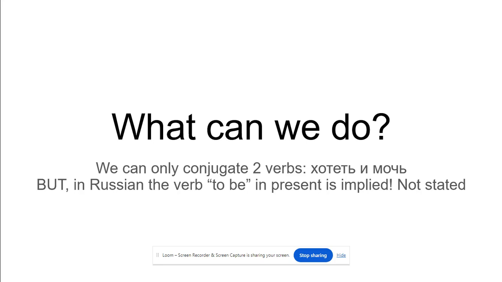So, just a quick example. If I want to say, he is good, there are three words, right? There's he, there's is, and there's good. But in Russian, there will only be two words, one for he and one for good, and no word for is, because is, to be in the present tense, is implied. So all I have to say is он хороший.